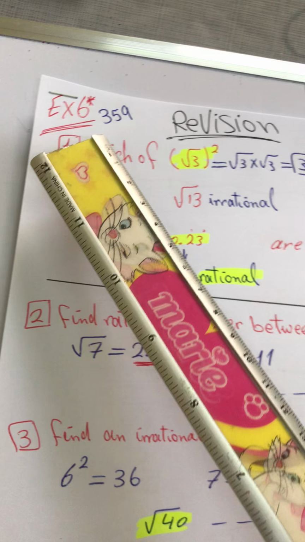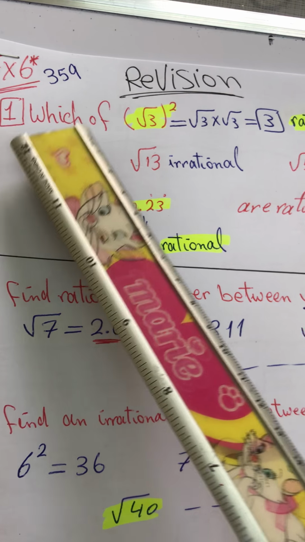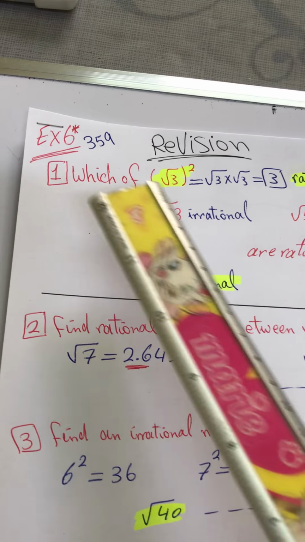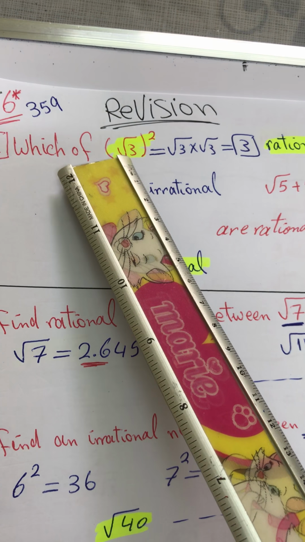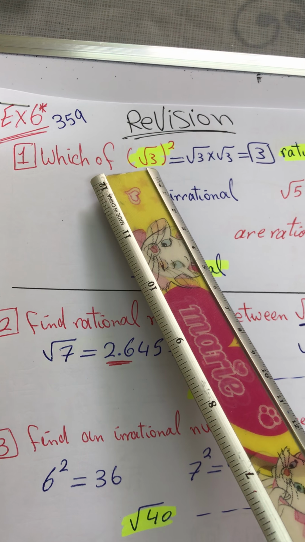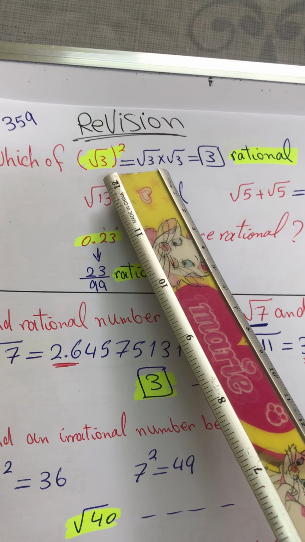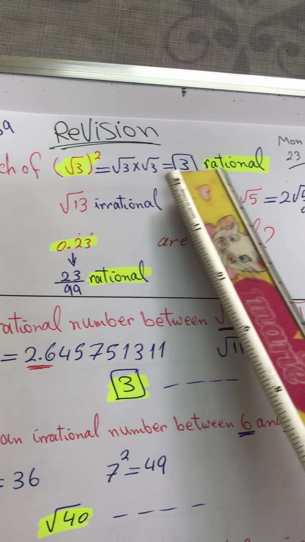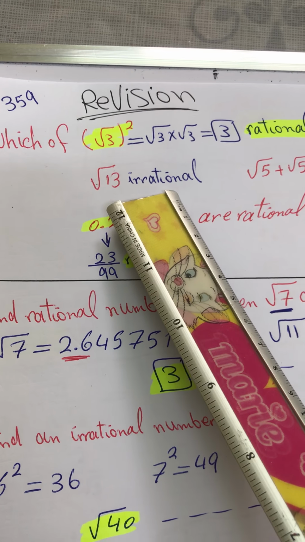Okay, I am in exercise 6 star, page 359. Question 5 asked, which of these are rational numbers? Here, to decide if the number is rational or irrational, you have to solve the problem in the beginning and then decide according to the answer. Square root of 3 squared, so I'll multiply it by itself. Any square root multiplied by itself equals the number inside it. 3 is a number, I can put it as 3 over 1, so it is a rational number. Okay, square root of 13 squared is 13, so it is a rational number.